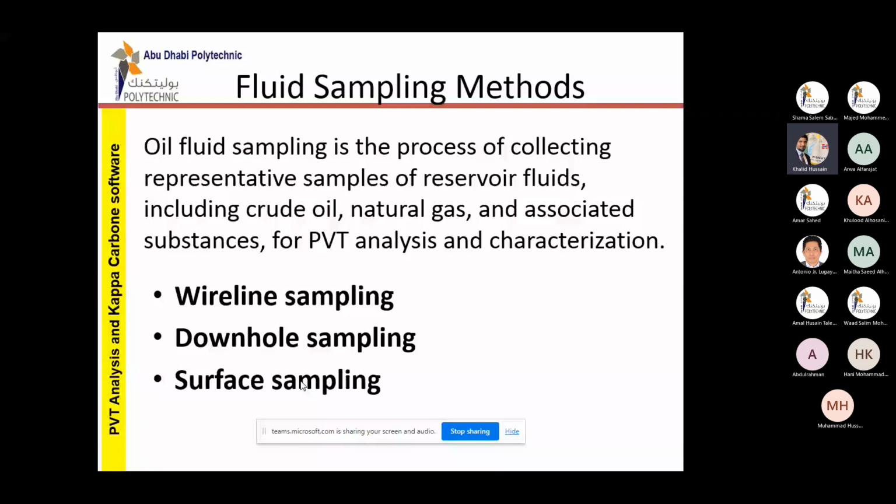But if there's a high temperature and high pressure, then we also can collect from downhole from the reservoir. And if the reservoir is already built, everything is done, maybe after 10 years, 20 years, we want to take a sample again, we do it from the surface, from the separator area, and then we remix them.